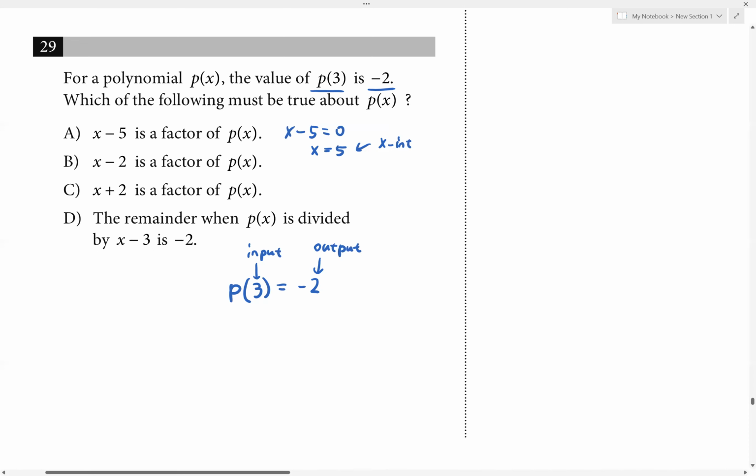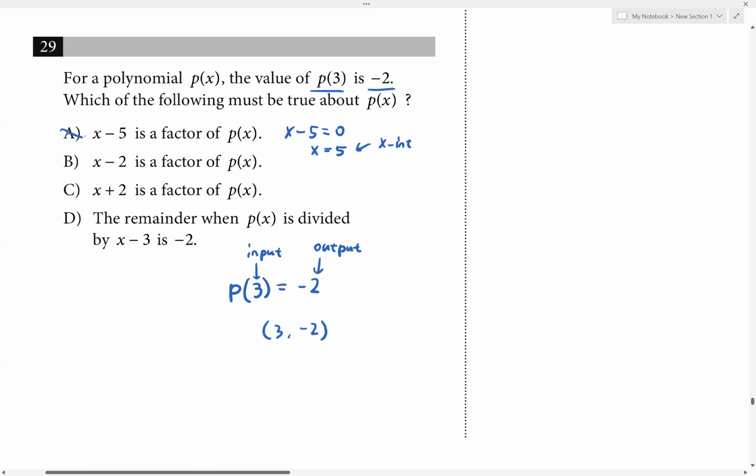Because all we know about this function is p of 3 equals -2. So 3 comma -2 will be on the graph, but we don't know if the x-intercept is 5. So we cannot say for sure. A could be true, but the question asks which one must be true. So it's not A, because we don't know anything about the factor.